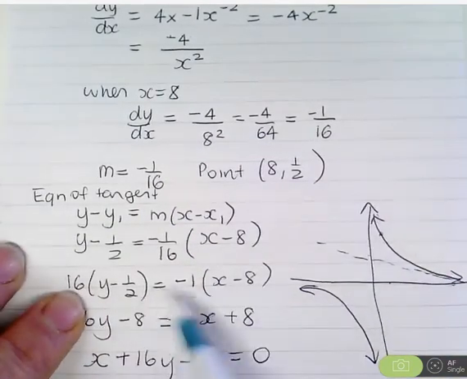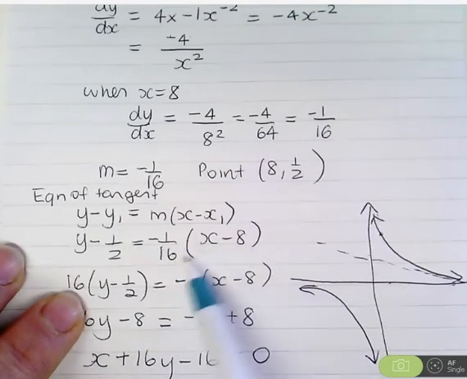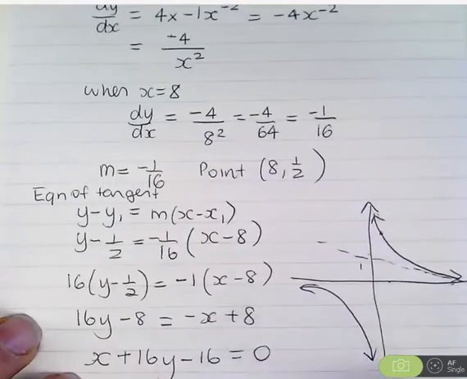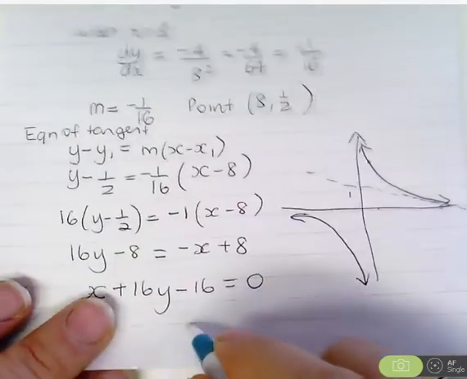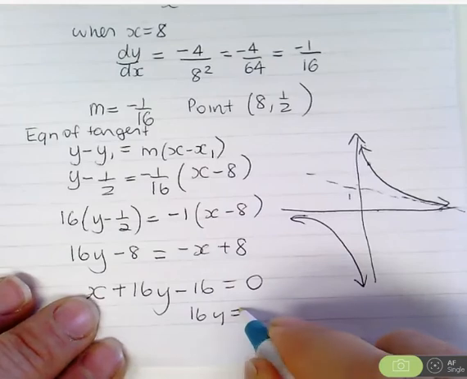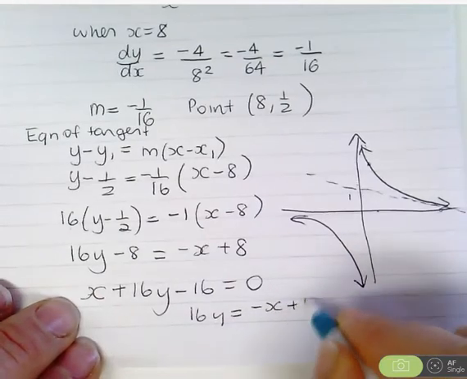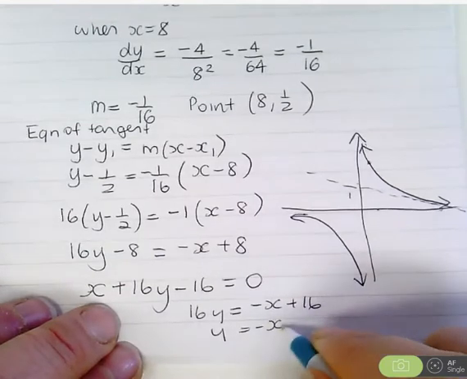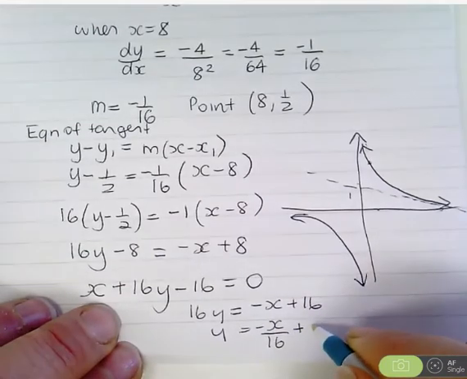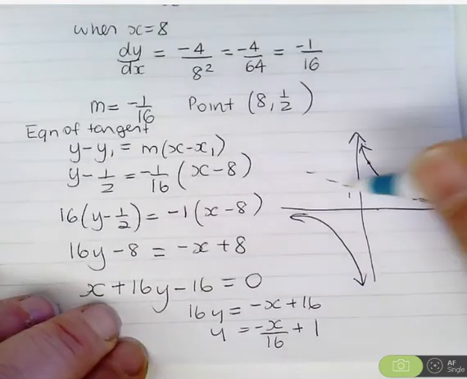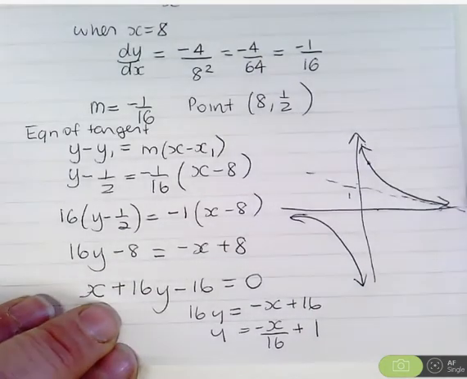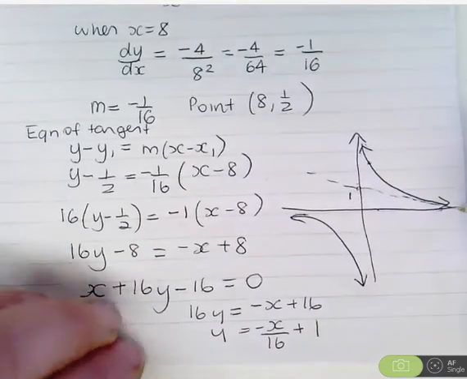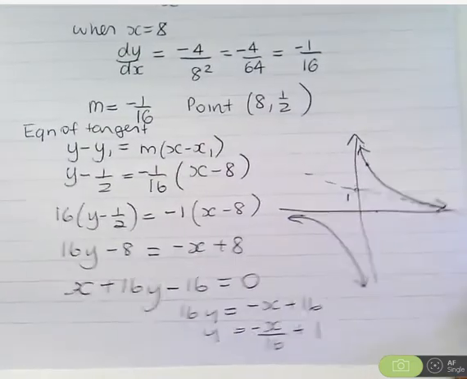And if I was to work out my y-intercept, I think I get 1. If I put this now in y equals mx plus b format, look, I get 16y is negative x plus 16, and so y equals negative x on 16 plus 16 on 16, which is 1. So that's the equation of my tangent. It's got a y-intercept of 1, and its gradient is negative 1/16, so it's quite flat, okay?